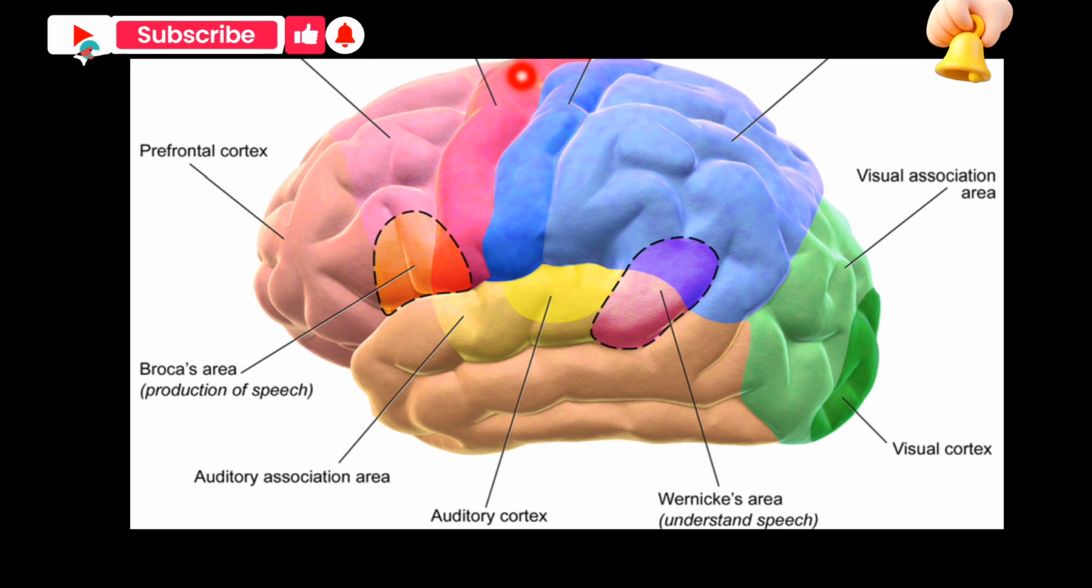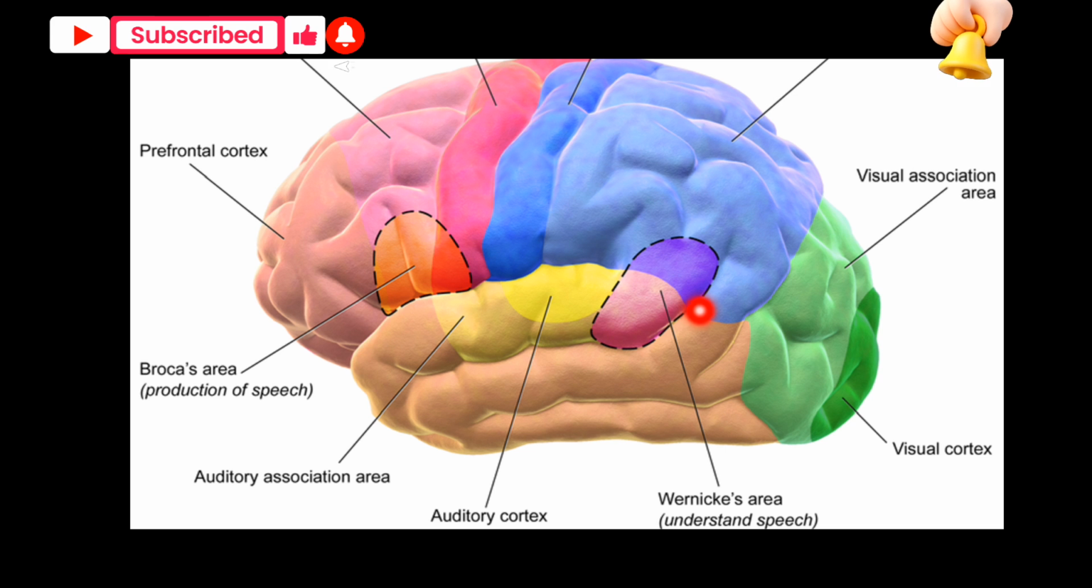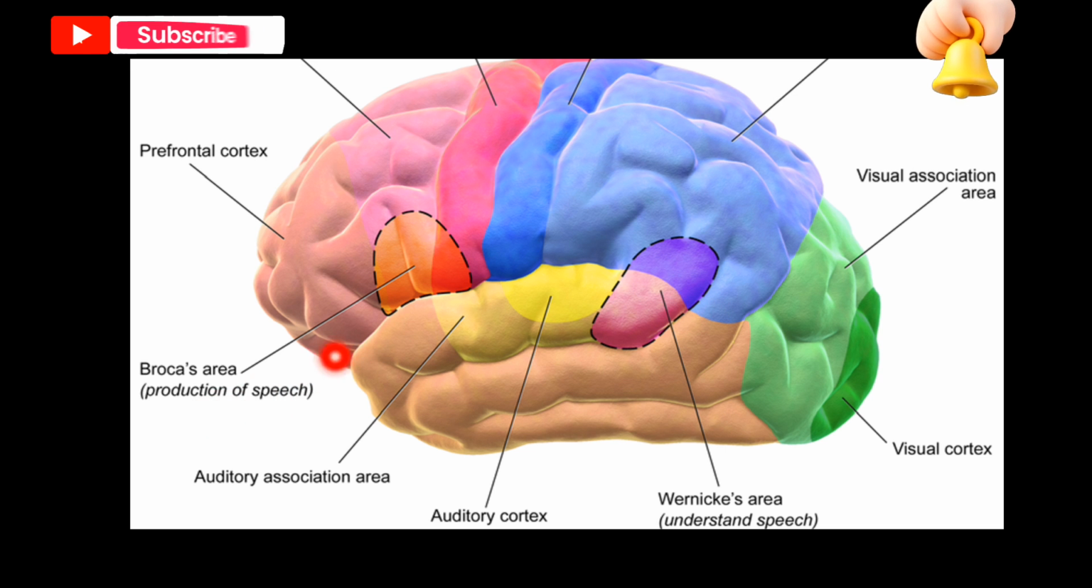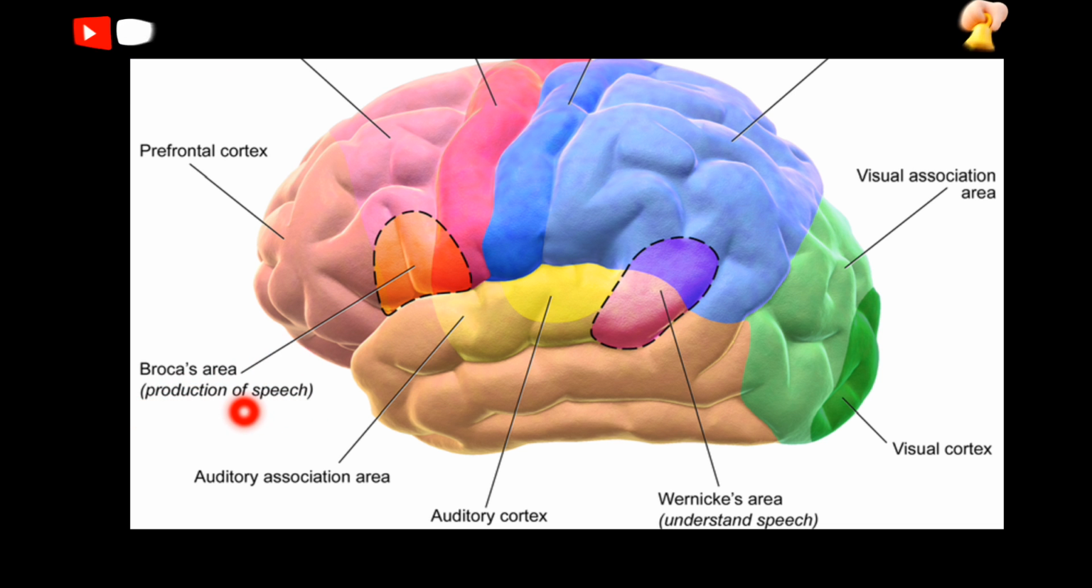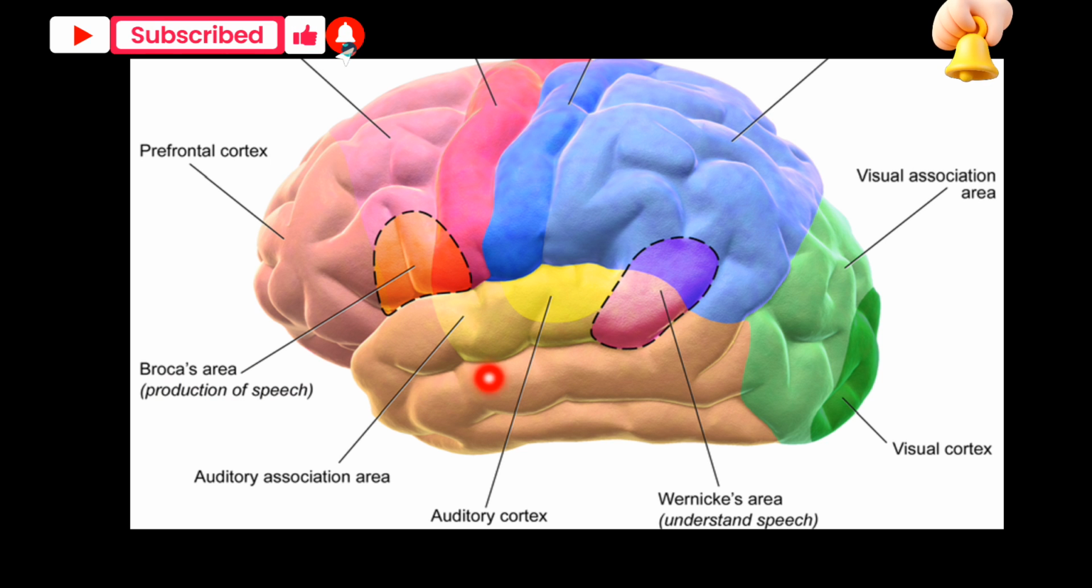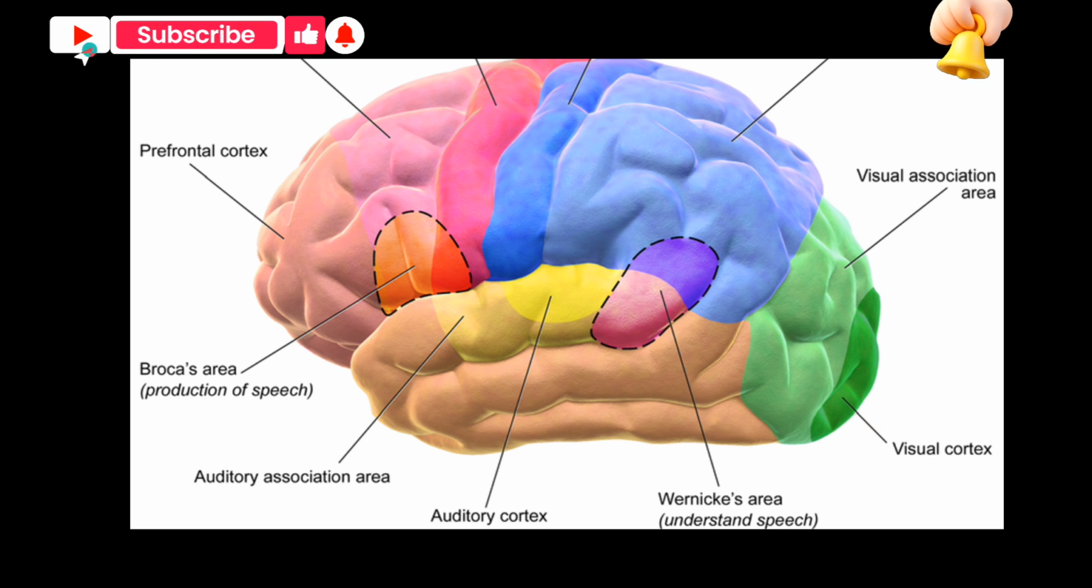Now this is the brain, right? You can see different parts of the brain which are responsible. Here you can see Broca's area. We will discuss this in detail, production of speech. And here you can see the auditory association area. And here you can see the auditory cortex. Here you can see Wernicke's area, that is for speech comprehension. Here you can see the visual cortex, right? And so on, right? So we will discuss these different parts in coming slides.